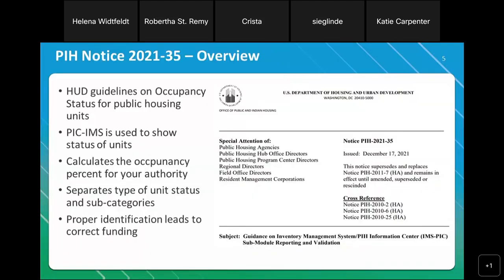In general, this particular notice has guidelines for occupancy in public housing. In particular, of course, what and how to report in the PIC IMS system to show the accurate status of a unit. It calculates the occupancy percent for your authority. So when your local HUD office communicates with you, this is essentially what they're referring back to. Then we have the separate types of unit status and subcategories, and proper identification leads to correct funding, which we will discuss in the next slide.